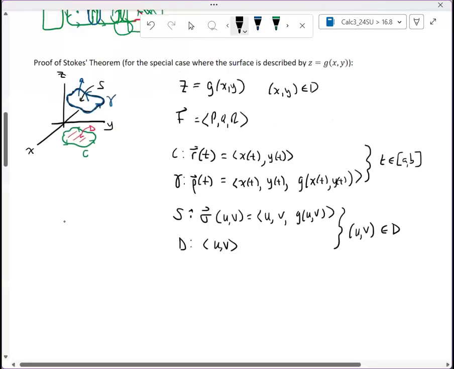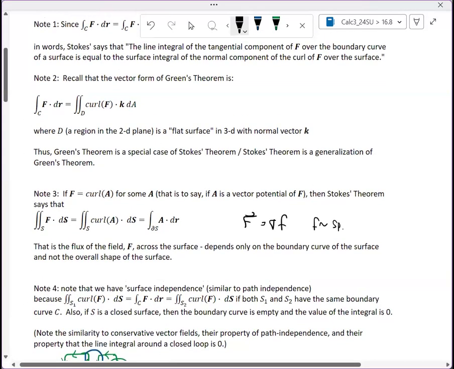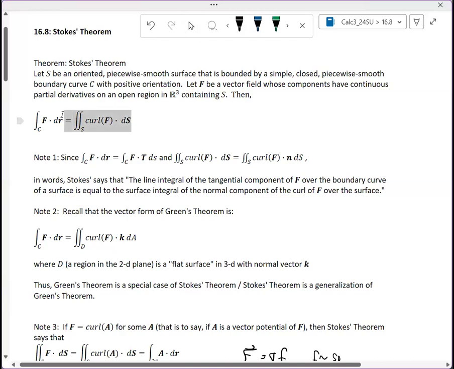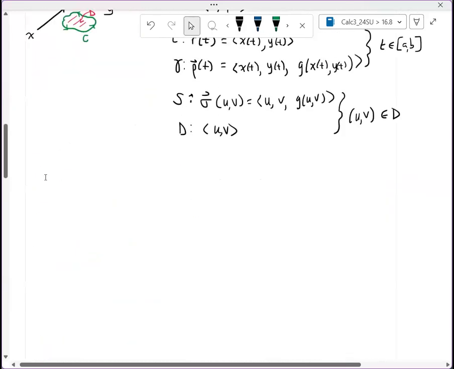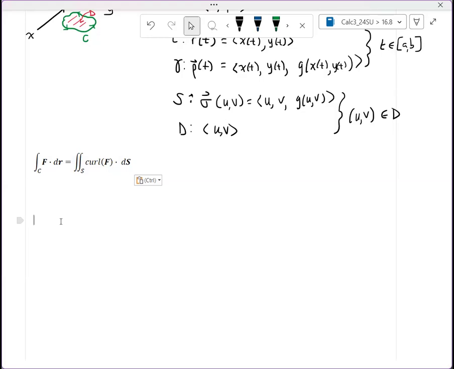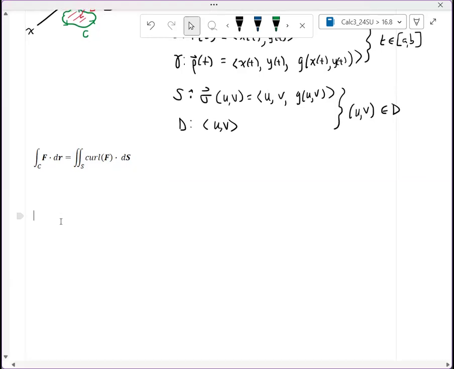All right, so let me actually bring Stokes' theorem down here, the conclusion. And let's investigate this conclusion of Stokes' theorem. So we see we have a left-hand side and a right-hand side. If I can show that the left-hand side equals something and then show the right-hand side equals that same thing, I will have shown Stokes' theorem.